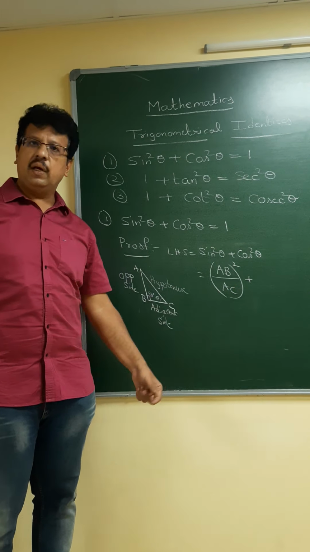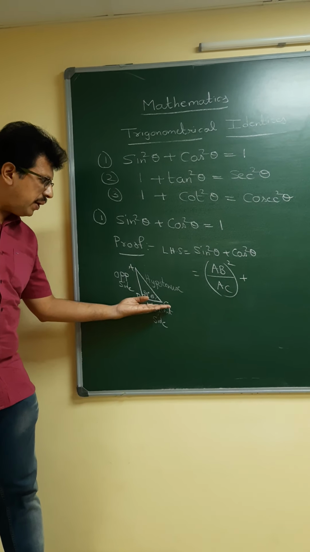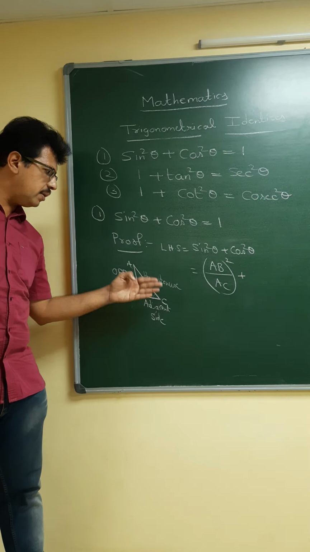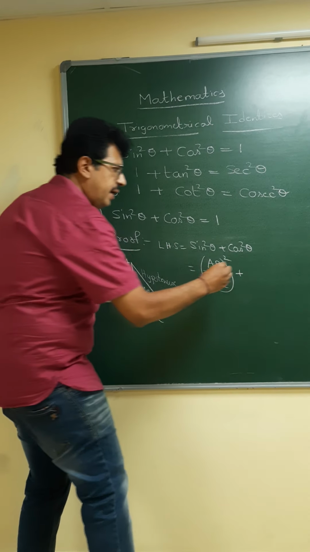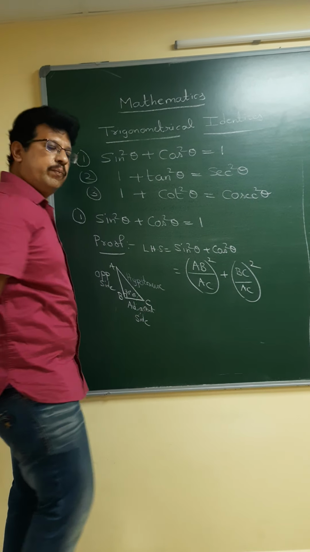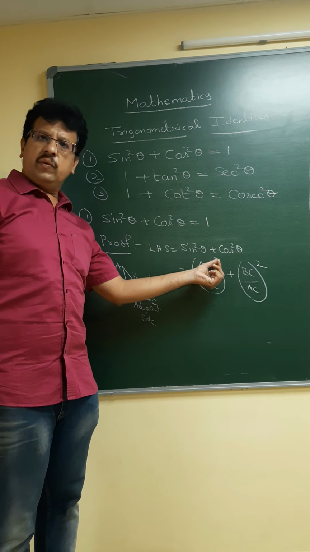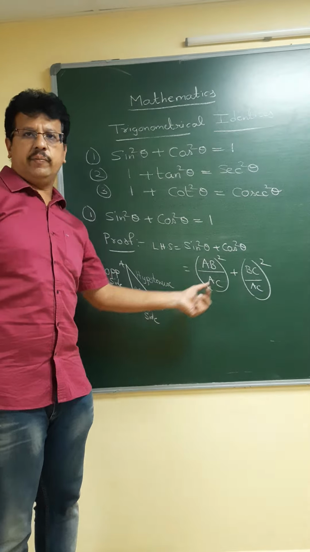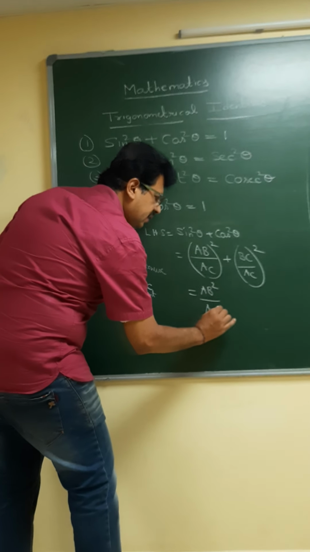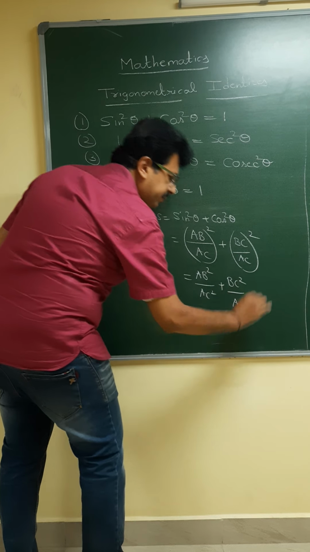and cos square theta. What is cos theta? Adjacent side by hypotenuse. For this theta, the adjacent side is BC, so cos theta is BC by AC, whole square, the same way. Since the square is there, we write square here. Now we remove the square by applying it to both numerator and denominator. We simplify further: AB square by AC square plus BC square by AC square.